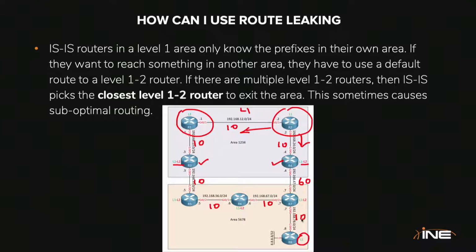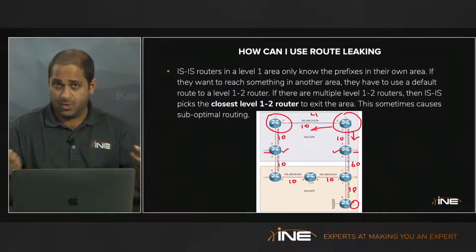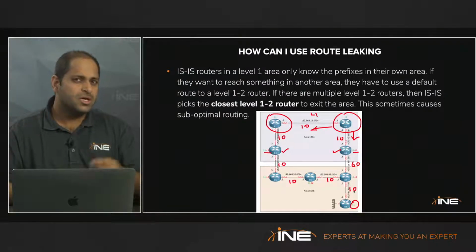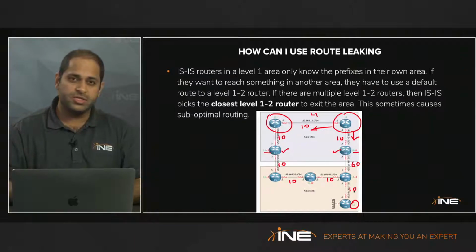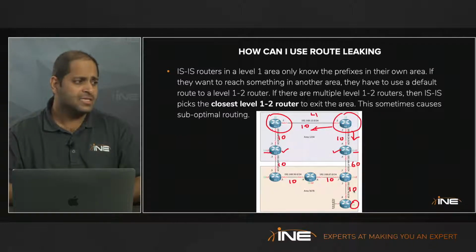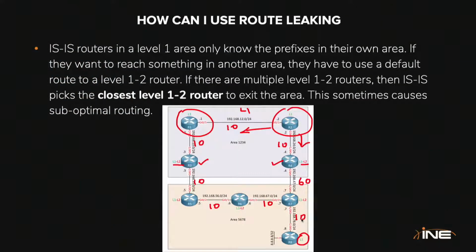Which path is he going to take? Would he take towards R1 or would he go towards R4 directly? You may think that it actually goes to R1 because the cost is lower, right? But that's not going to happen. Whenever an L1 router needs to go out of the area, he looks at the closest L1, L2 router. From R2's perspective, R4 is the closest because the cost is 10. The second L1, L2 router, which is R3, has a cost of 20. So to reach R3 the cost is 20 versus R4, the cost is 10.